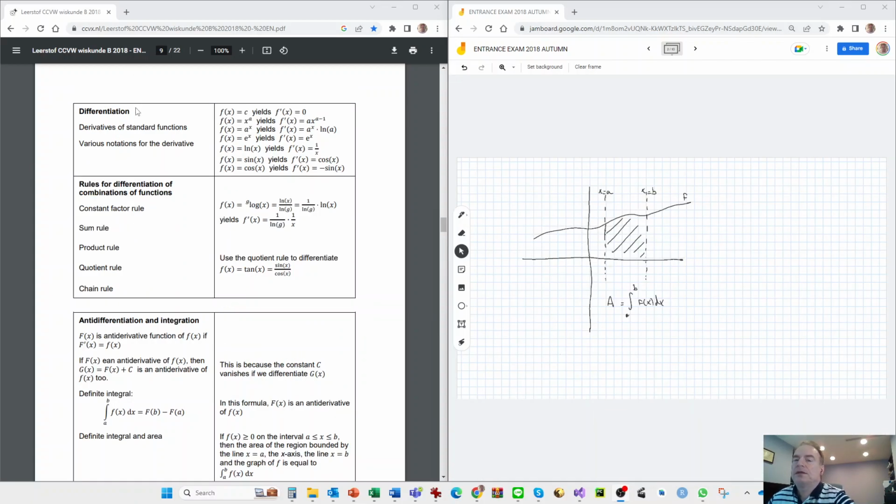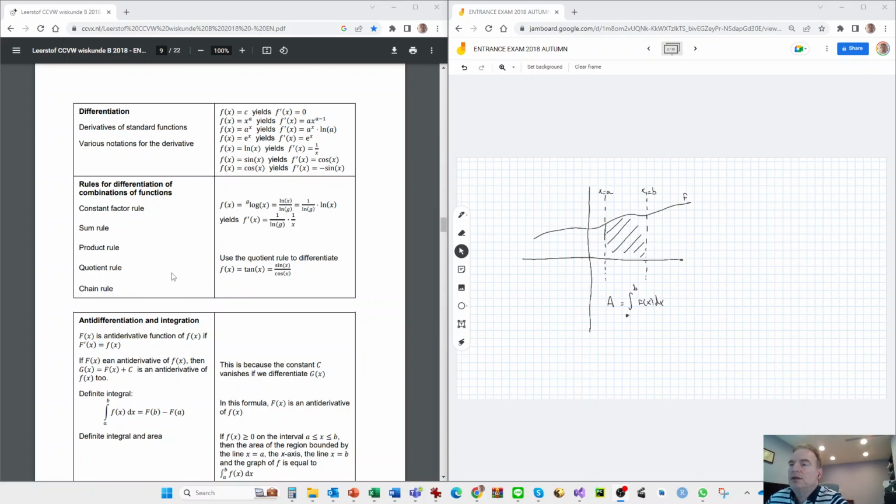Now the core topic of the exam is really differentiation and integration. So you need to know the derivative of these standard functions here. And you need to know how to differentiate combinations of functions, like the sum rule, the product rule, the quotient rule, and the chain rule. For sure you get many questions about this.